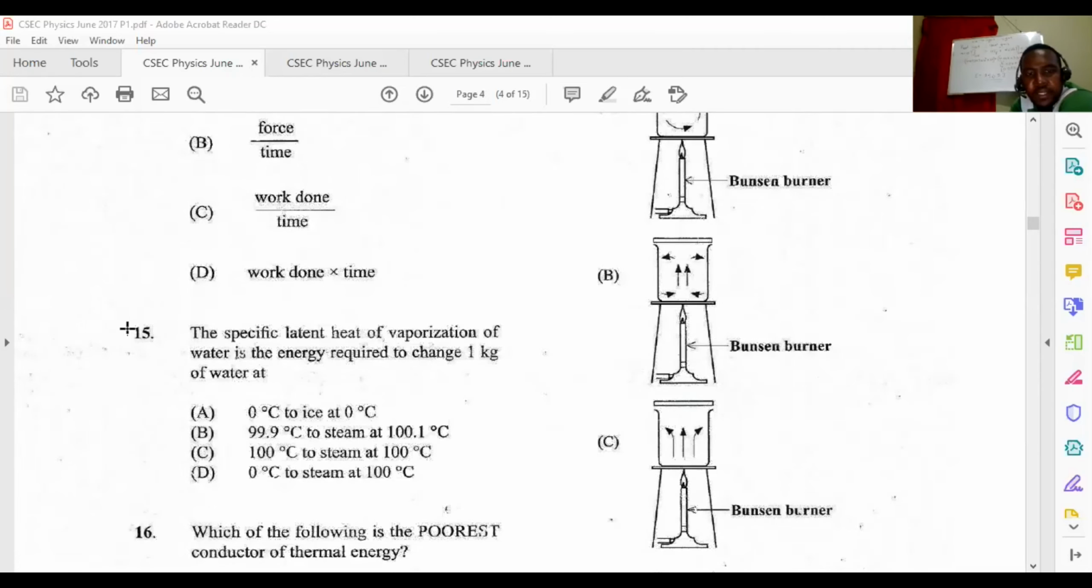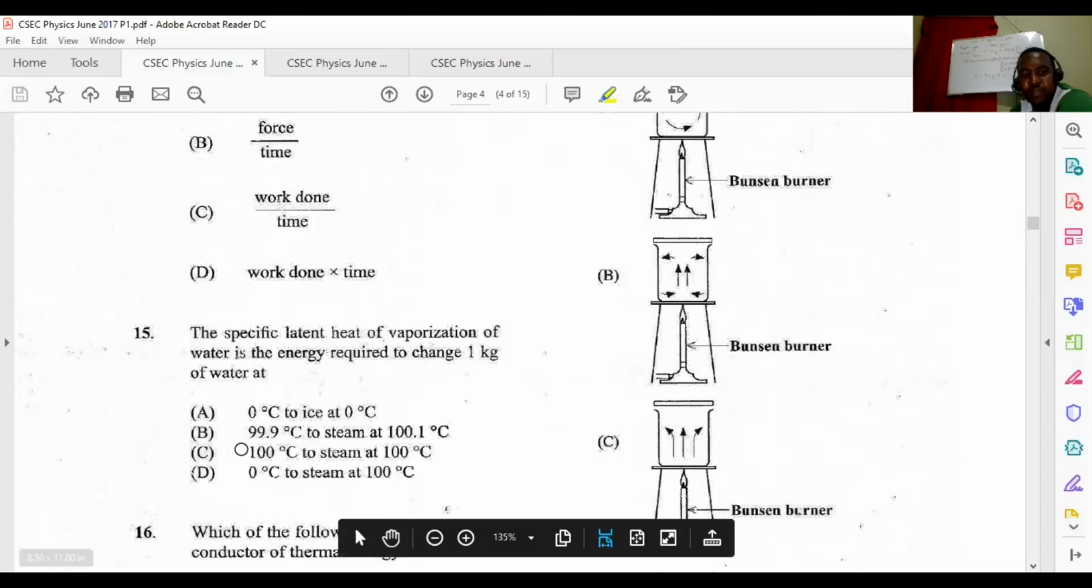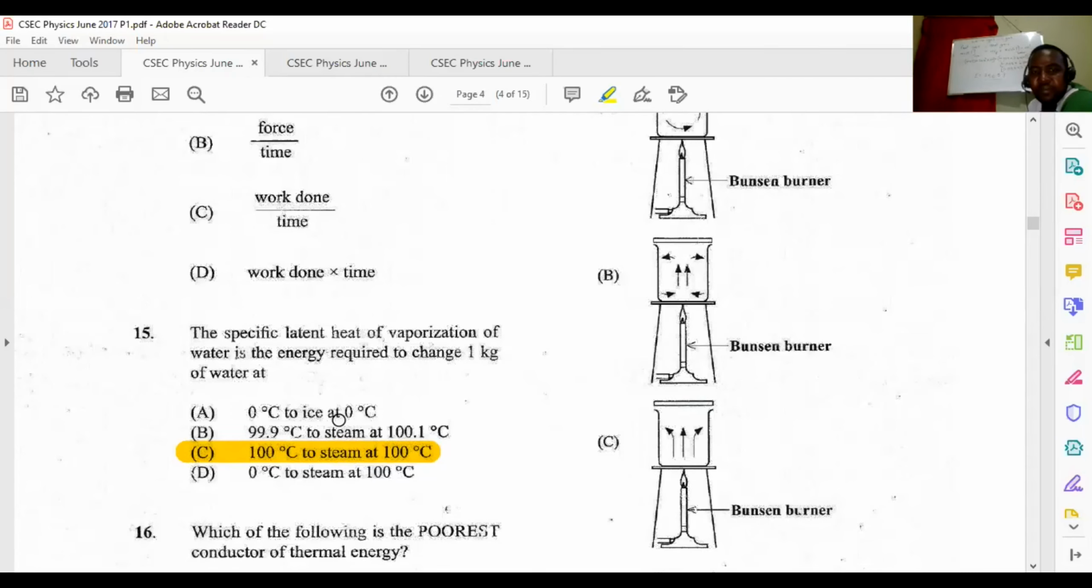All right, so it says the specific latent heat of vaporization of water is the energy required to change 1 kilogram of water at, what would be the answer here? C? Yes, great, C. I am not sure why you're not hearing. Everybody else is hearing me? Yes, sir. All right, so please check something on your side. So C here would be the answer because there is no change in temperature, right? It couldn't be A because for liquid to change to vapor, then it has to be 100, right? And not 0.